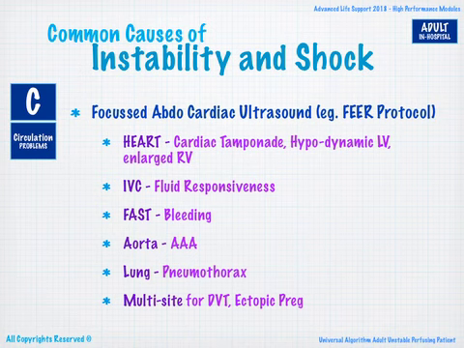The IVC's variability can tell us a little bit about fluid responsiveness and whether the patient will respond to fluid or not. FAST can tell us whether there's bleeding within the peritoneum or within the thoracic spaces or within the pelvis. The aorta ultrasound can show us the presence of a leaking AAA. The lung ultrasound can show us the presence of pneumothorax, or multi-site ultrasounds can try to identify for us other causes of circulatory problems, for example, deep vein thrombosis or ectopic pregnancy.